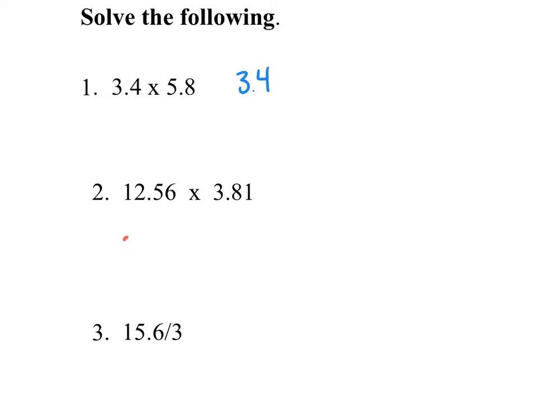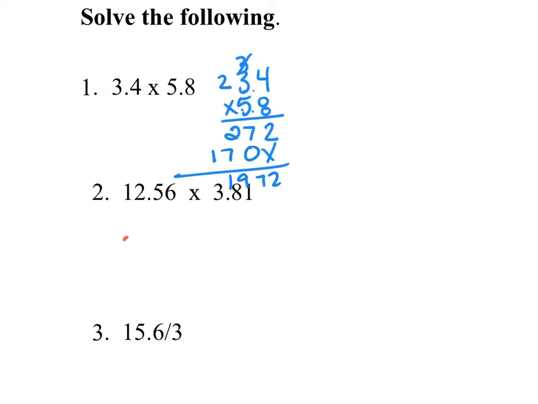So 3.4 times 5.8. I am just going to multiply it like there were no decimals there. So 8 times 4 is 32. 8 times 3 is 24, 25, 26, 27. And then we put our marker spot. 5 times 4 is 20. And then we have 17 here. So we have 2, 7, 9, 1. Okay, so I kind of ran over into that number.